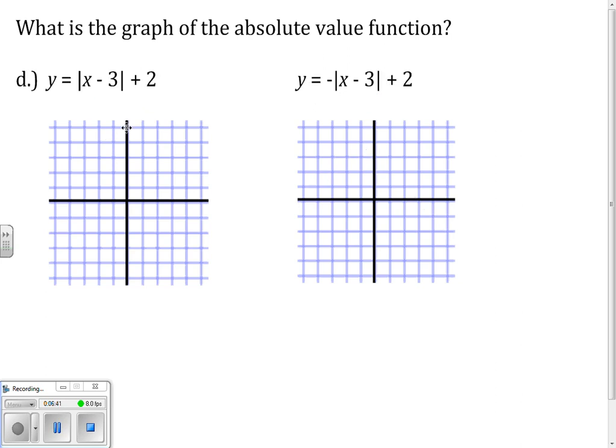Letter D, I see two movements here. I see a right 3 and an up 2. So right 3 and up 2 puts my vertex in the first quadrant. I don't see any reflections, so I'm just going to go up 1 over 1 on this side. Go back to the vertex, go up 1 over 1 on that side, and using a straight edge, draw in the V.